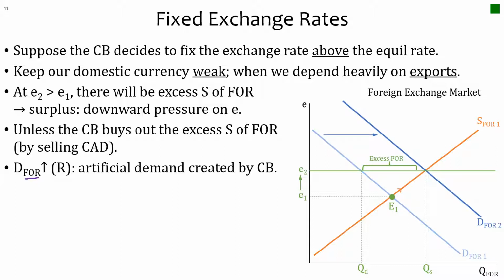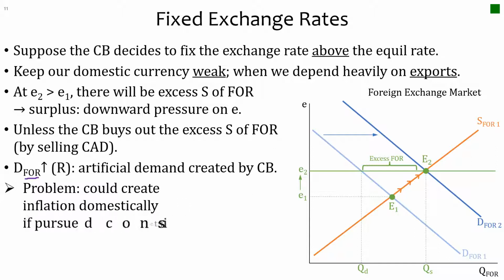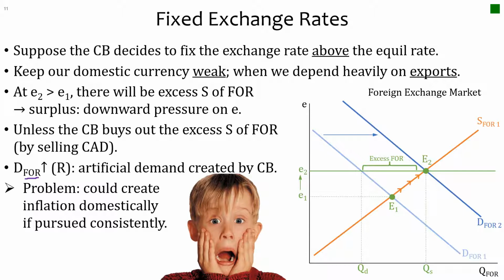As you can see, we move to a new equilibrium E2, where the exchange rate is at the desired level of the central bank. The problem with this is that it could create inflation domestically if pursued consistently. The idea is that the central bank is printing a lot of money, and that could create inflation. So they're going to be like, oh no, what have I done? Anyway, write this down and draw the graph.